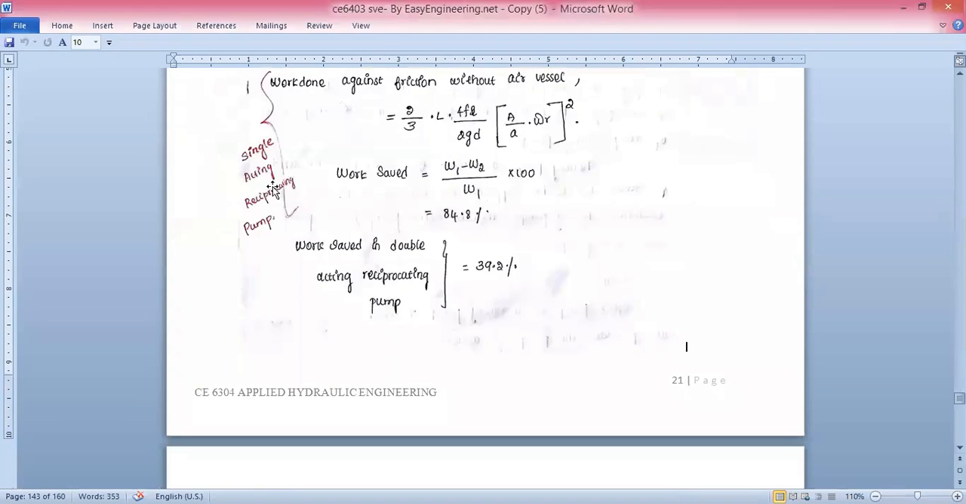So that was for the single acting reciprocating pump. For the double acting reciprocating pump, the work saved is 39.2%.